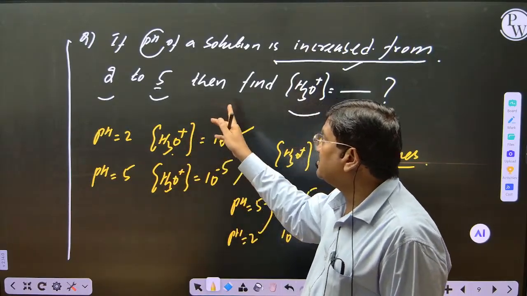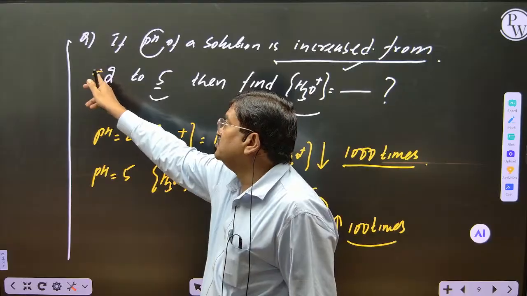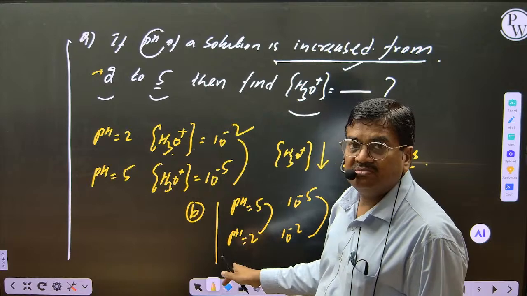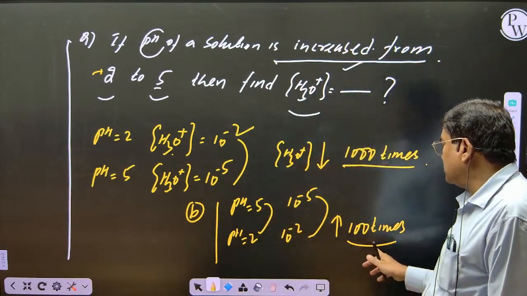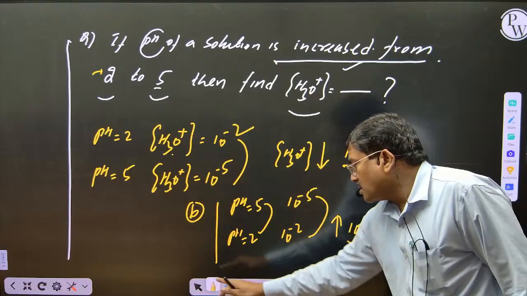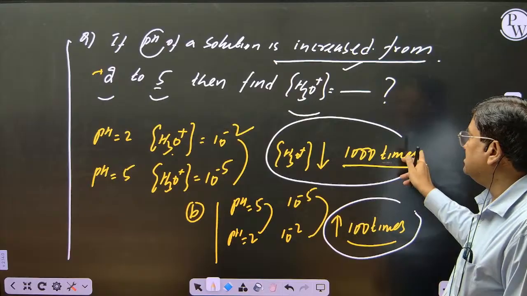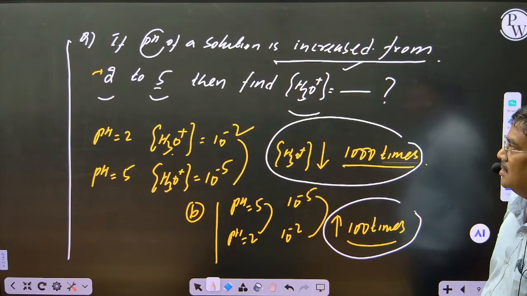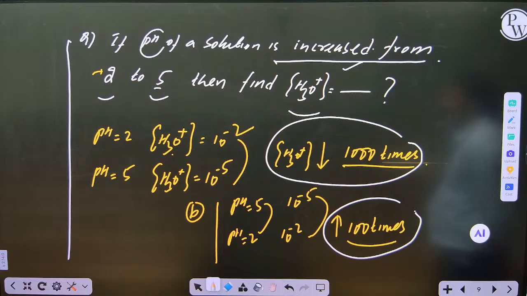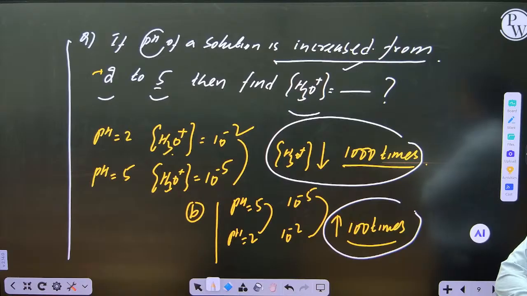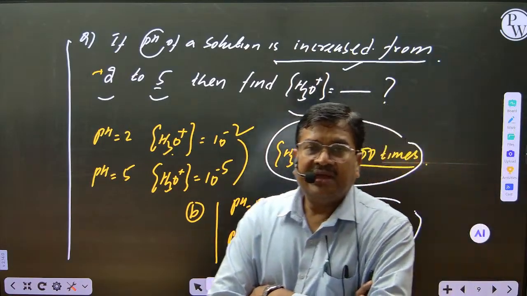So this is what from the question. Initially I asked about increasing from 2 to 5. And the second part I have given: if instead of increasing, they say decrease from 5 to 2, then it will increase by 100 times. This will be the answer for the second part. For the first part, this will be the answer. Understood?